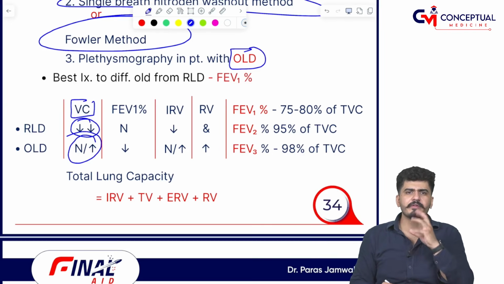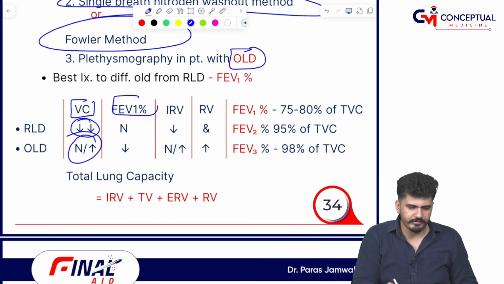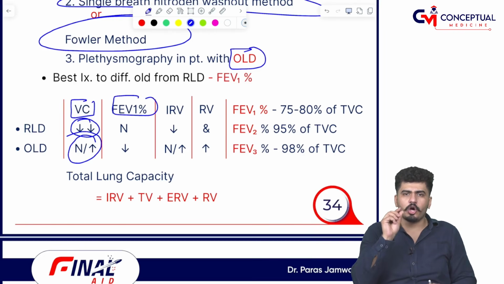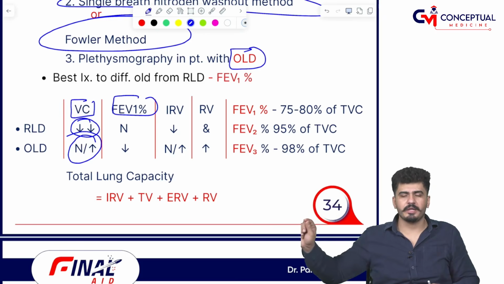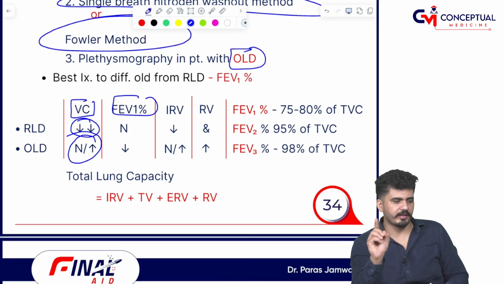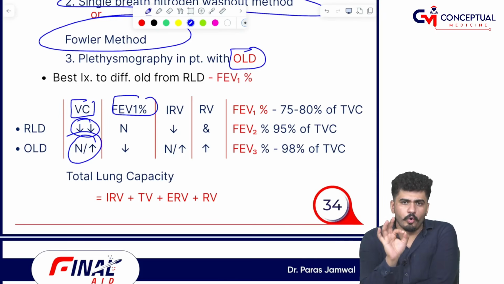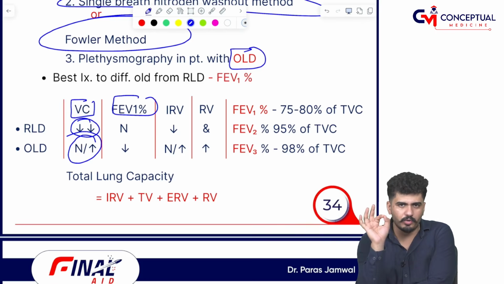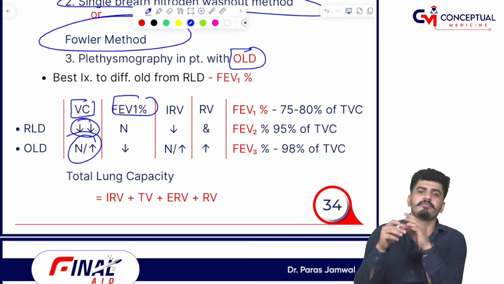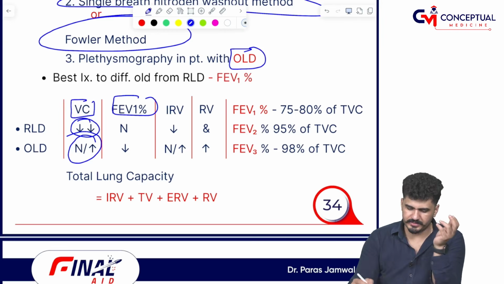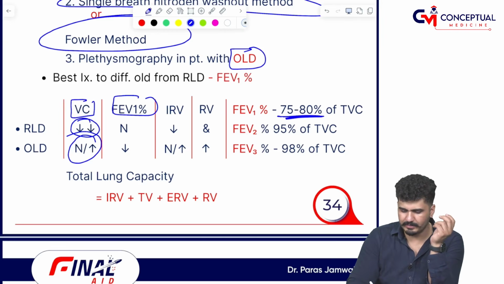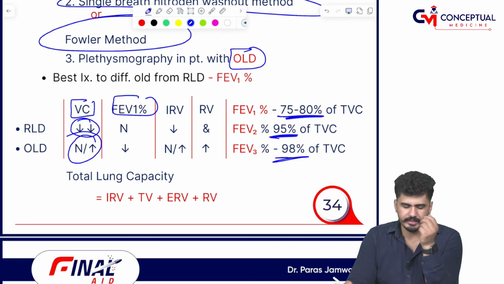Done. FEV1 percentage. What is this FEV1 percentage? The amount of air which is coming out from the lung in the very first second. Again I want to repeat. The amount of air coming out from the lung in the very first second is FEV1%. The FEV1 percentage is 75 to 80%, 95%, then 98%.